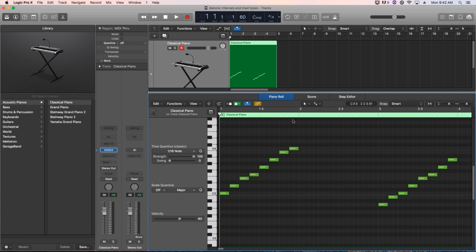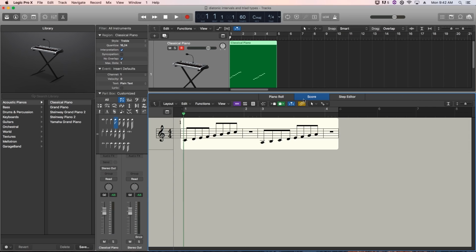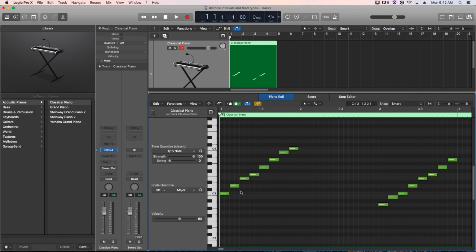So what I've got here is a C major scale, all white keys, and an A minor scale, all white keys. One interval that we talked about was the distance between two octaves, like C and C. That's a very easy interval to understand. It's two notes that have the same name, but their frequency is doubled or halved.